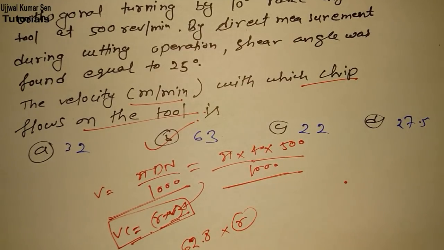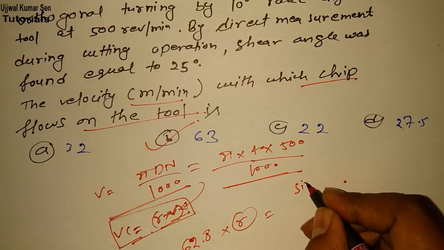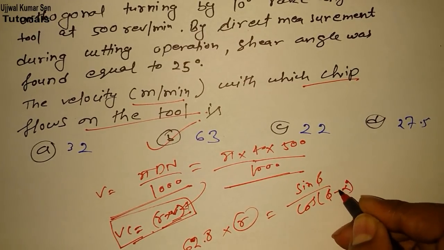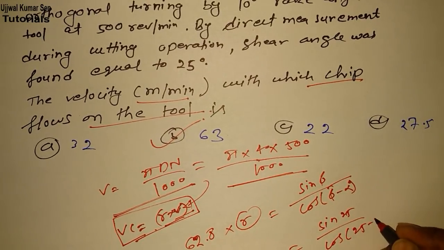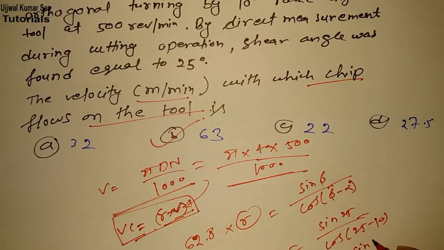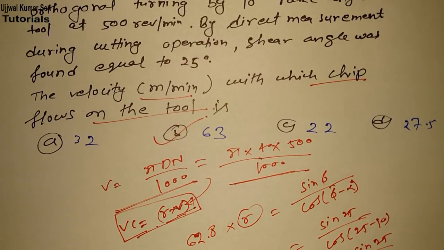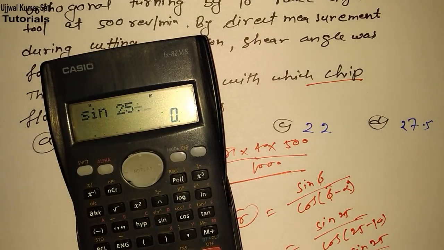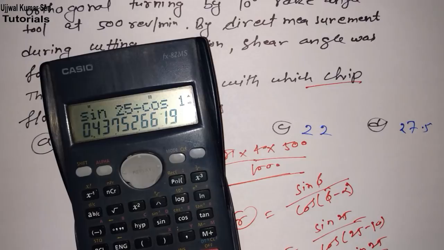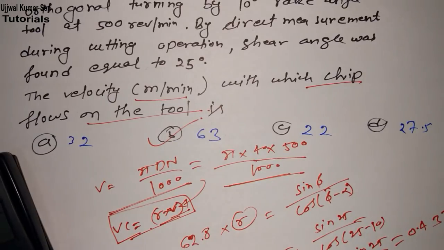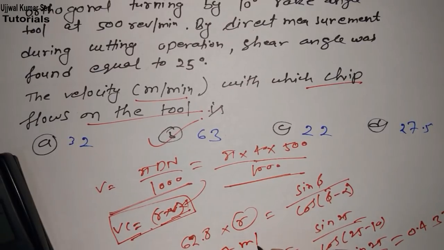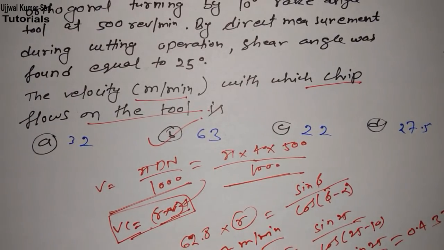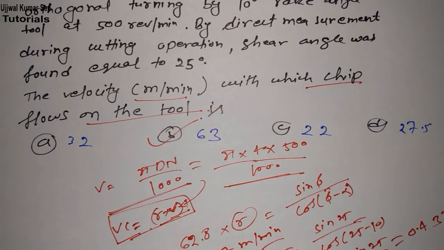Now, R we need to find out. For finding out R, we have the formula sin phi by cos phi minus alpha. Sin phi is 25, cos phi minus alpha is 25 minus 10. So, sin 25 by cos 15. What is the answer I am getting right now? 0.4375. Now we have to multiply this answer with 62.8. So 27.47 meter per minute.